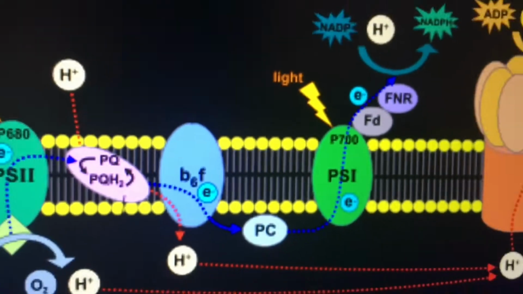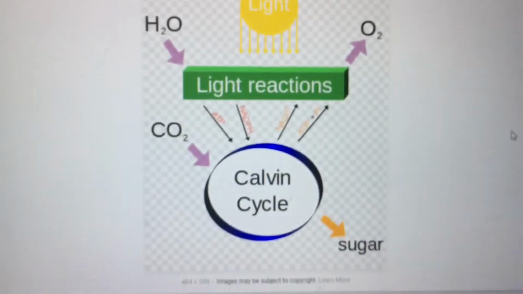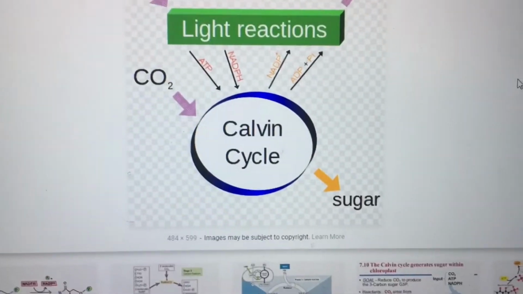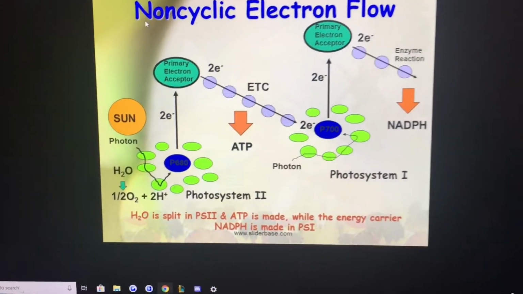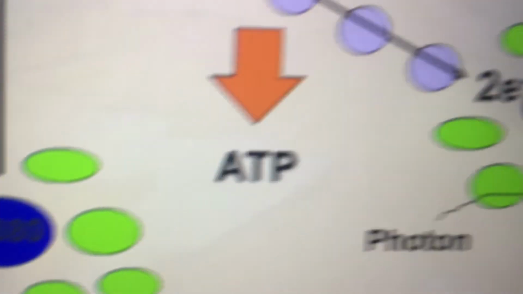In the light reaction, photons produce ATP and NADPH for the Calvin cycle. The energy from the light reaction is used to make glucose. Cyclic electron flow generates ATP. Non-cyclic electron flow generates O2, ATP, and NADPH.